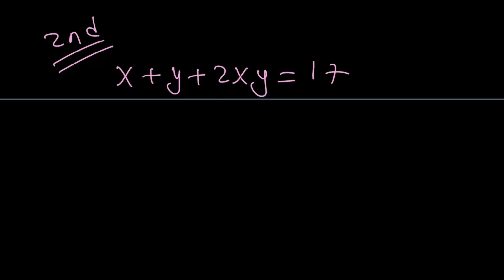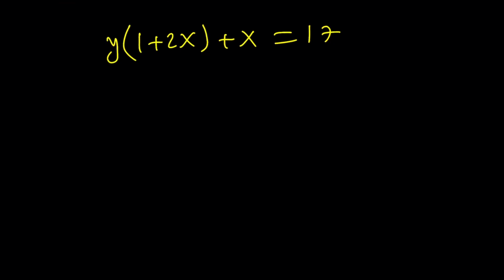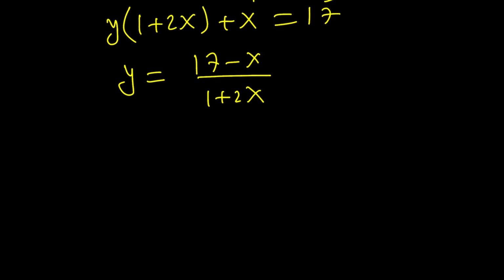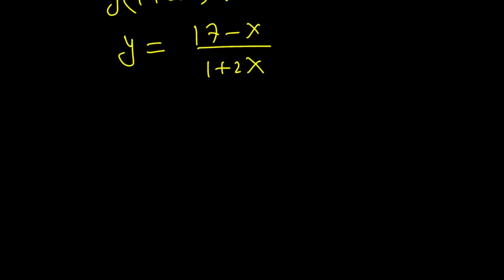So why don't we just, since we have the two y terms, I want to go ahead and factor out y. It's going to give me 1 plus 2x plus x equals 17. Great. Let's go ahead and subtract x from both sides and then divide by 1 plus 2x. I hope that wasn't too quick. I did 2 operations in one, but that's what it is. Subtract this and divide by 1 plus 2x, okay? Now, let's go ahead and simplify this, because this doesn't make that much sense, right? I mean, how can you use this information? I know x is an integer, but I don't know if this is going to be helpful. But let's go ahead and write it this way first.